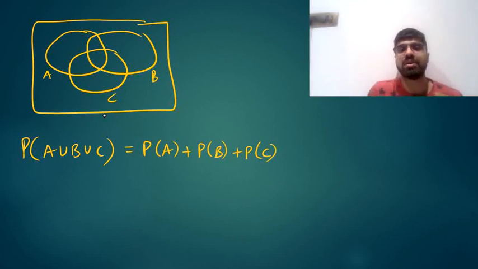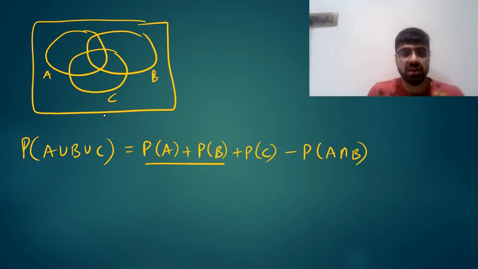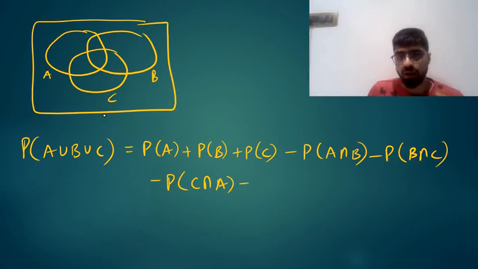When you do this, there are certain elements that you have counted 2 times. The elements that were common to A and B are counted 2 times when you say P of A and P of B. So we need to eliminate from this P of A intersection B, that is the elements common to A and B. We counted them twice, so we are eliminating them once. We will eliminate them once because at least one time we need to count them. Similarly, we are eliminating P of B intersection C and P of C intersection A. Now think over it.